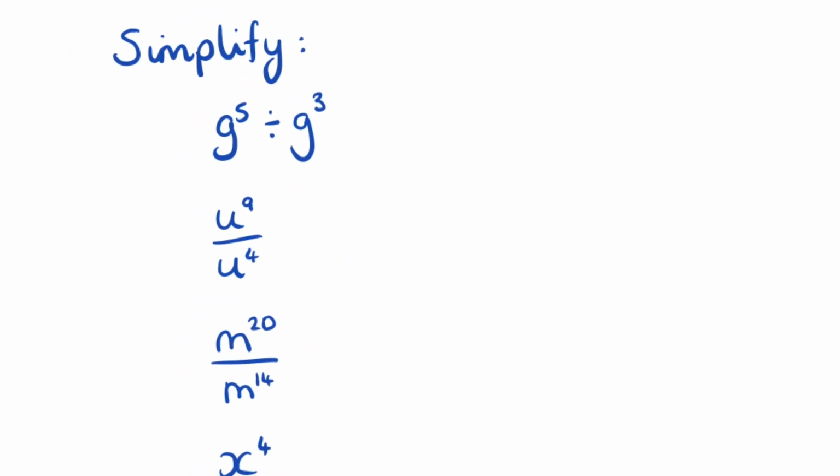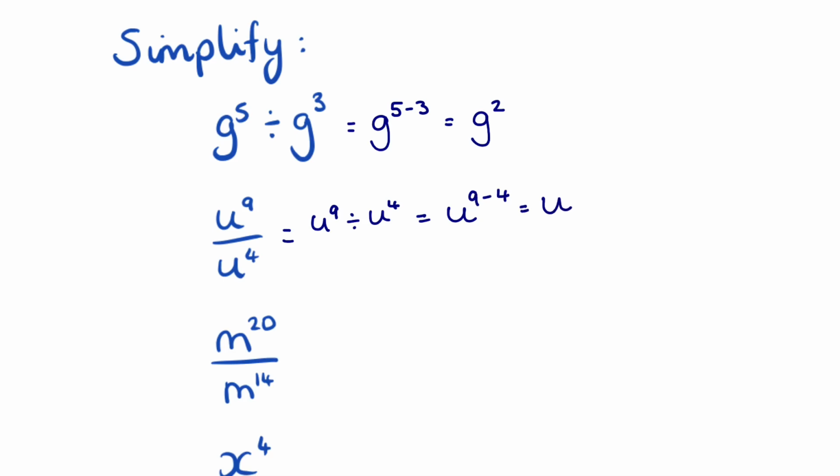All right, so to start with, we've got g to the power 5 divided by g to the power 3. So we subtract the powers. So it's g to the 5 take away 3. So it's g squared, because 5 take away 3 is 2. Now remember that you can write a divide as a fraction. So this means u to the power 9 divided by u to the power 4. And we subtract the powers again. So that's u to the power 9 take away 4. So it's u to the power 5.